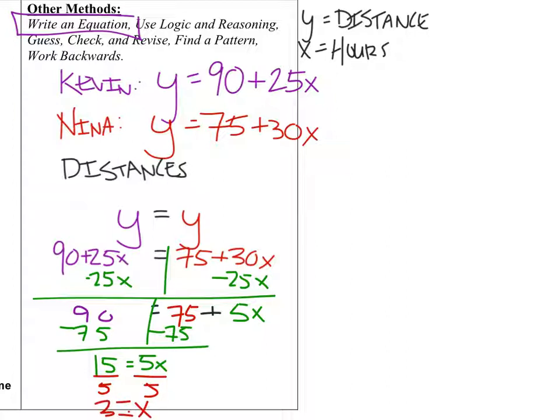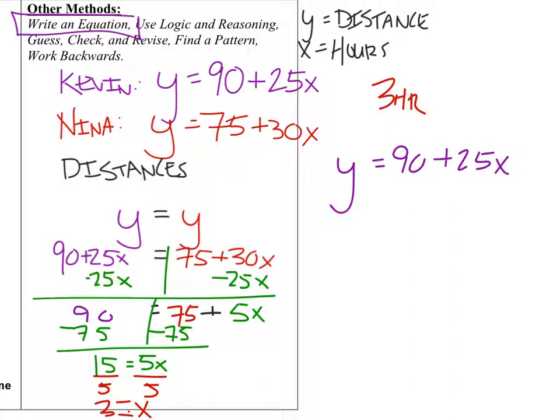Now we have to remember, x represents the hours, but what we really want is distance as well. So in 3 hours they will be the same, but how far is that? We just need to plug 3 into one of these two equations. So let's try Kevin: y equals 90 plus 25x, 3 times 25. This is Kevin's distance.